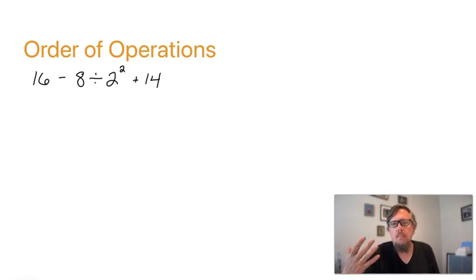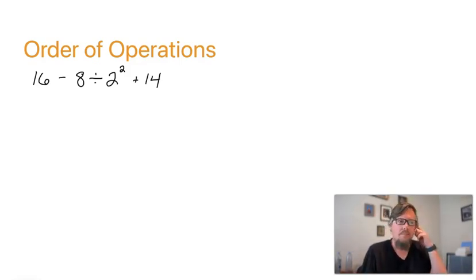We've got grouping symbols. These are things like parentheses, brackets, that kind of thing. We have exponents or powers. That's our second group. We have properties of multiplication. This includes multiplication and division. And then finally, our last group is addition and subtraction.